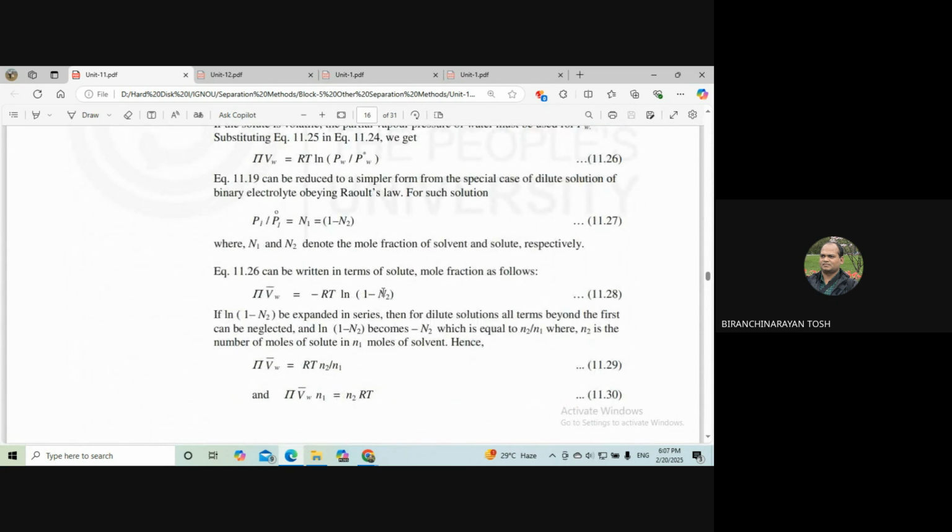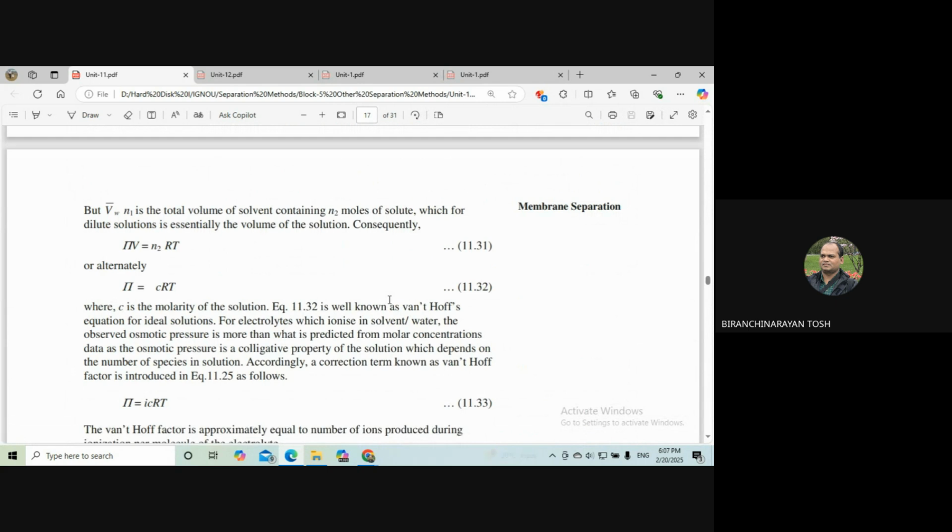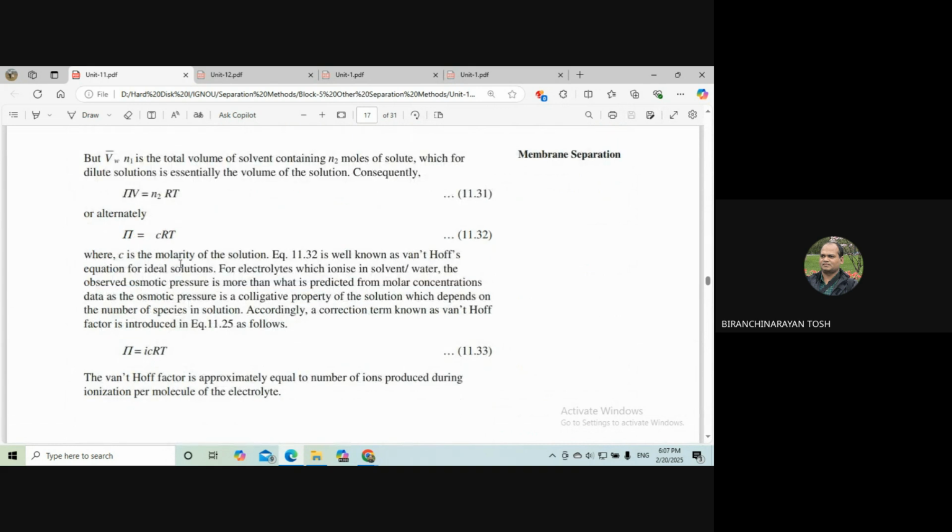So finally what we will get is pi V equal to CRT, or pi equal to CRT, where C is the molarity of the solution. So that is known as the van 't Hoff equation for ideal solution. This we have also known in our higher secondary. For electrolytes which ionize in the solvent or water, the observed osmotic pressure is more than that predicted from molar concentration data. As osmotic pressure is a colligative property, then we have to apply the van 't Hoff factor.